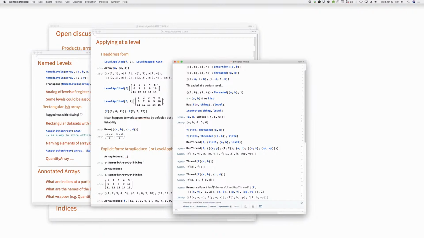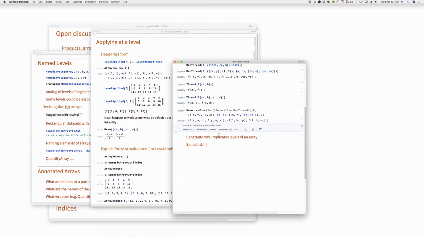Check numeric array utilities backtick array replicate. You might have to load numeric array utilities, so you might have to do a get. And this is a string or not. Not. You can check information about that, with a question mark.